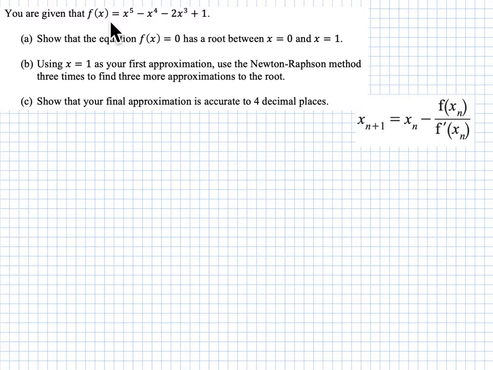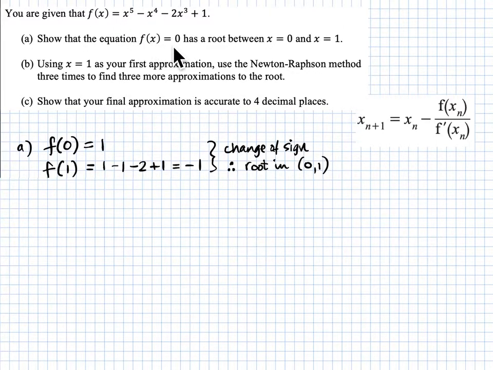So here's f of x, and part A, hopefully you're happy you're working out f of 0 and f of 1. I get 1 and minus 1, and I state, oh, there's a change of sign, therefore there's a root in the interval. You need to say there's a change of sign, and that means there's a root in the interval. And if you don't say both those things and link them together with a so or a therefore, you're not going to get the second mark for that part.